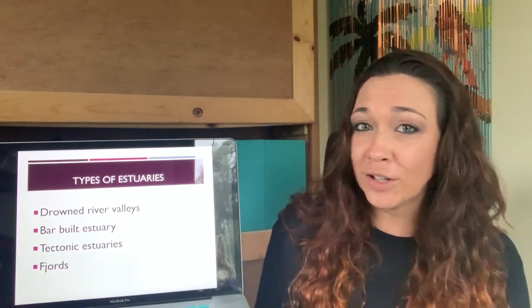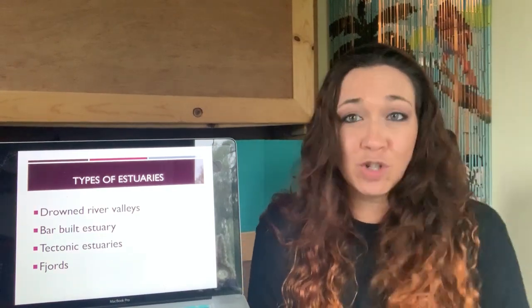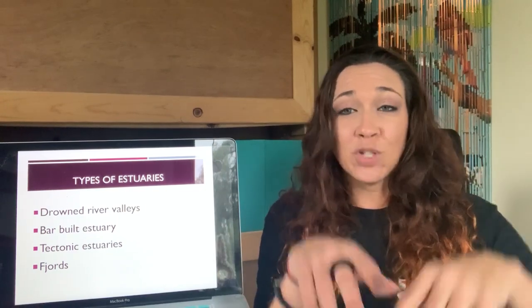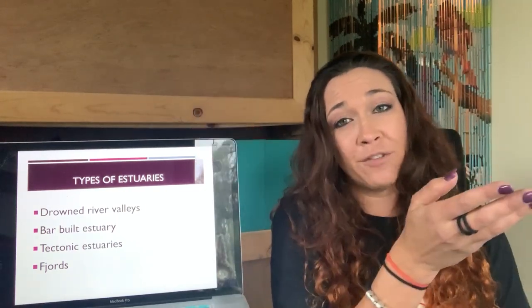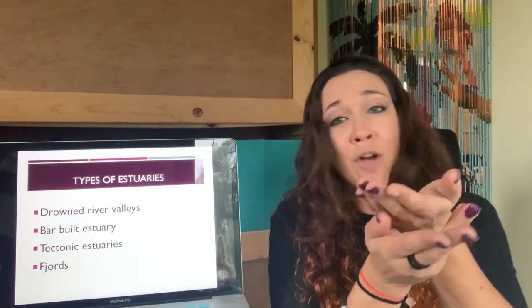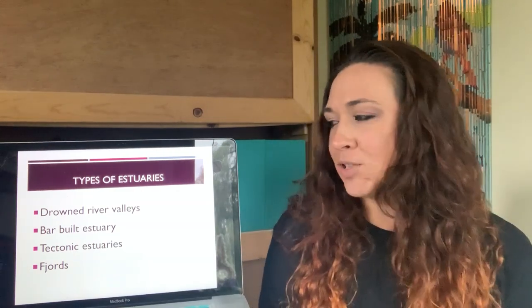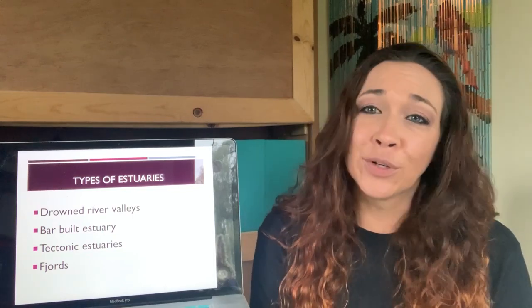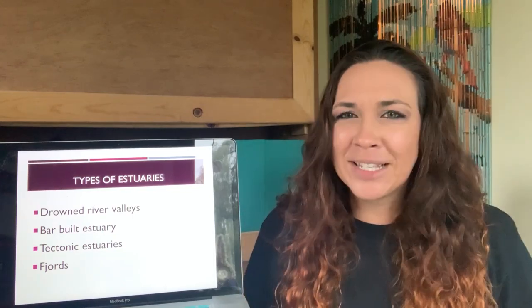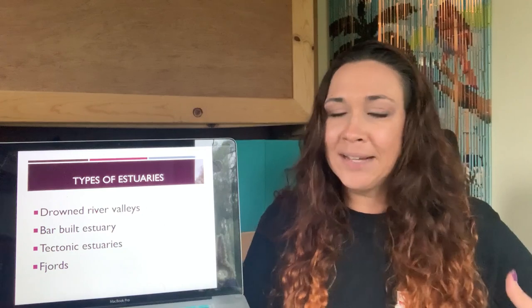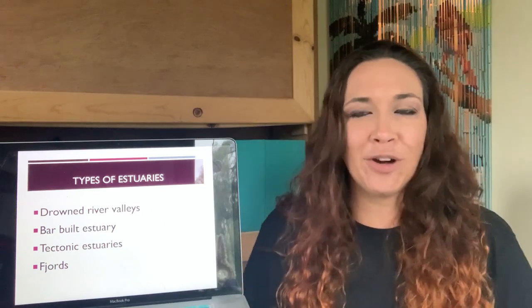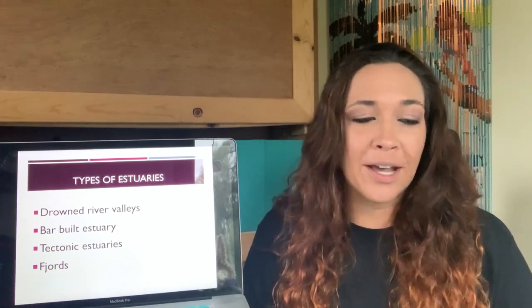Tectonic estuaries are basically tectonic plates that have shifted and sunk. When they sunk, they allowed the seawater to flood in, mixing with the natural freshwater that's coming out. And then you have, again, one of those nice deeper estuaries. Fjords are another one. Fjords are basically caused by glacial retreating that carved out these little nooks and crannies, but they are really, really productive.